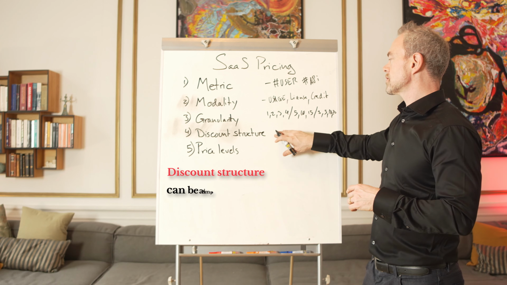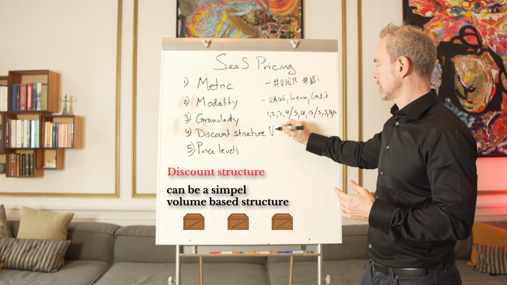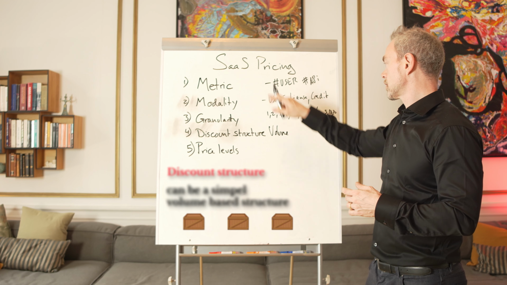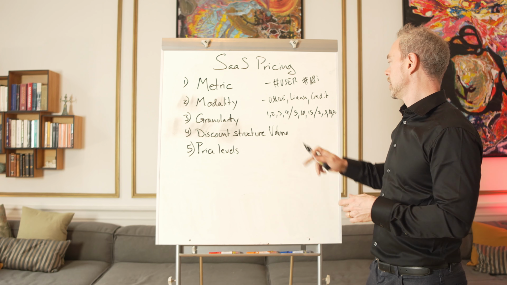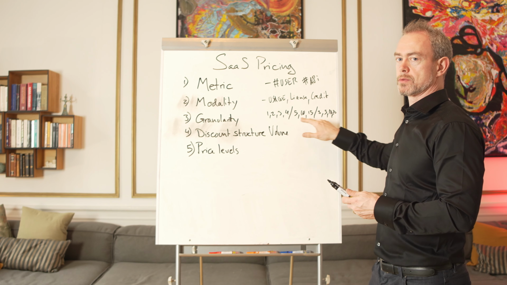So the discount structure can be a simple volume-based discount structure. So it can be volume. That would basically be, hey, if I charge 100 euros per user per month, then we just go 500 and then maybe 900 and then maybe 1,200. So I have some volume-based.